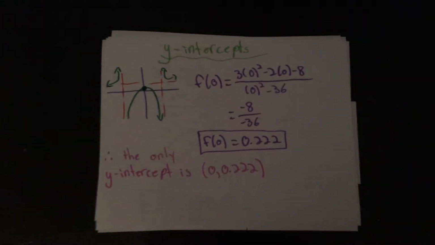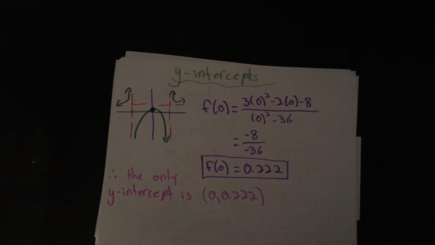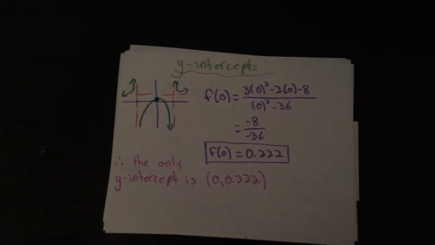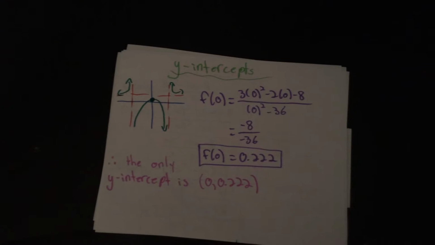The y-intercept of this function is at 0.222. This is found by subbing in an x value of 0, and the resultant y value for f(0) is 0.222.